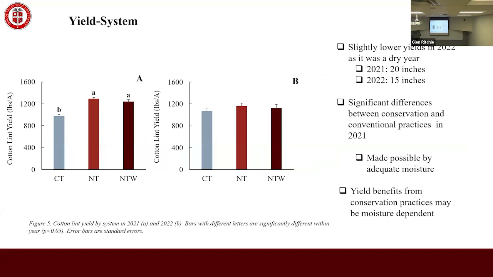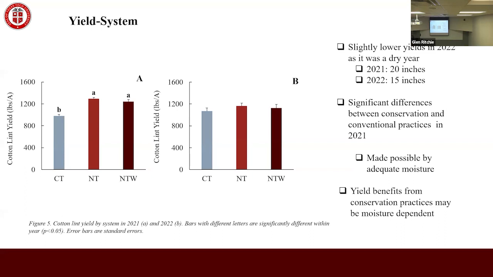All right, getting into yield, a quick disclaimer before we talk about it. If you remember, 2021 was a pretty good year. We had 20 inches of rainfall, and then in 2022 it was pretty dry. We only had 15. So 2021 was about perfectly average, and 2022 was on the lower part of our average rainfall years. And you'll see that that resulted in 2022 not having a lot of significant differences, just because we didn't have enough water to see a real difference in these systems.